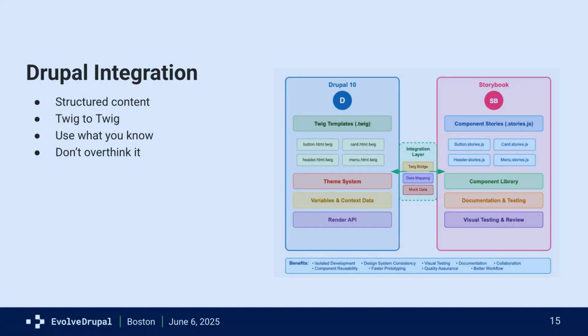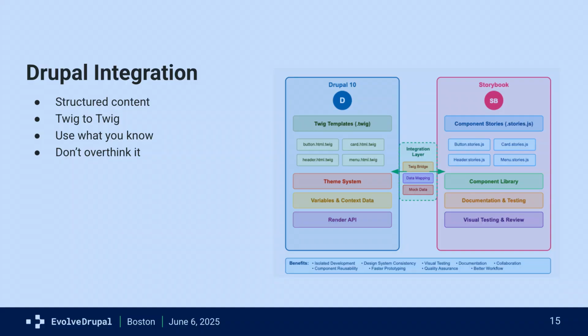So the Drupal integration, we have structured content, okay? So no longer we have static values, we have arrays, objects, whatever Drupal's going to throw to us when it renders out a page, a paragraph type, a block type, any type of entity. We have twig to twig, even though Drupal uses .html.twig, right? So the point of this is, don't overthink this. Use what you already know to be able to do this, okay?